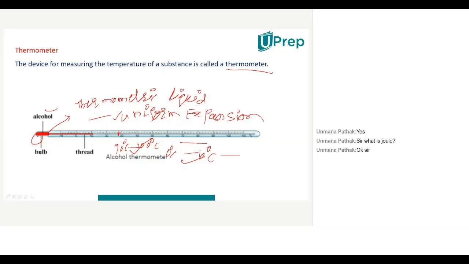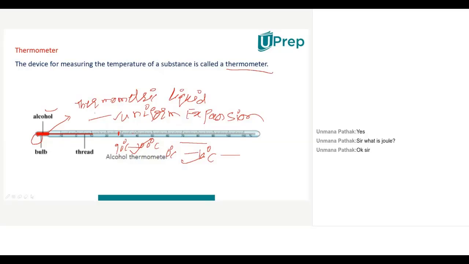And can we use rubber to measure the temperature by using a thermometer? No, sir. Why? Sir, because rubber is an insulator for heat and it does not conduct any heat. Okay, and on heating it will contract instead of expanding. So that's why we cannot use rubber as a thermometric material.